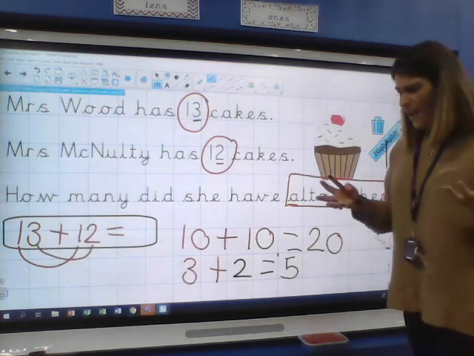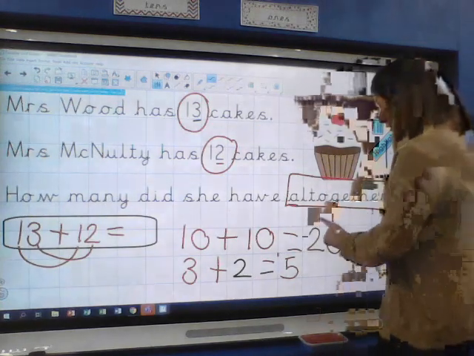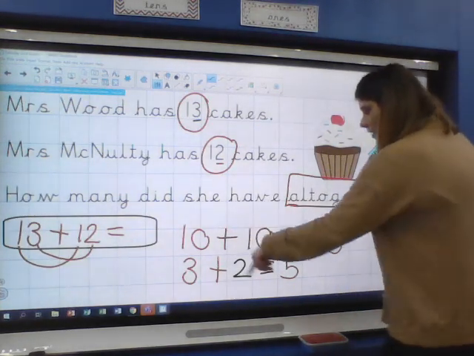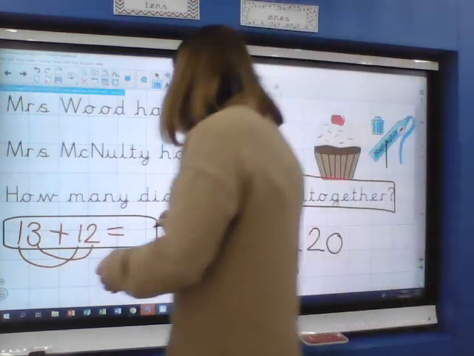So what does 20 and 5 make? I've added the 10s together first, then the 1s. So I had 10 and 10, 20, 3 and 2, 5. So my answer is going to be 25.